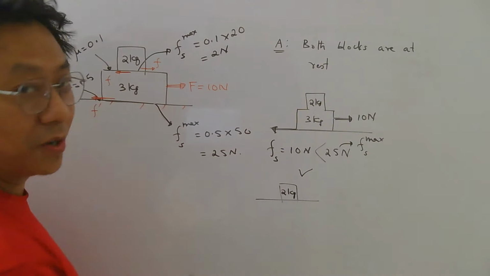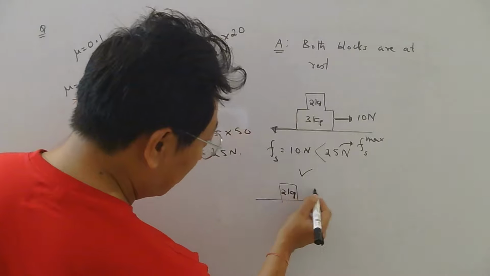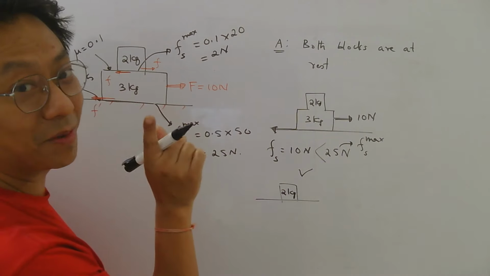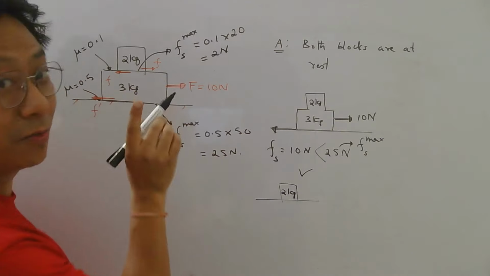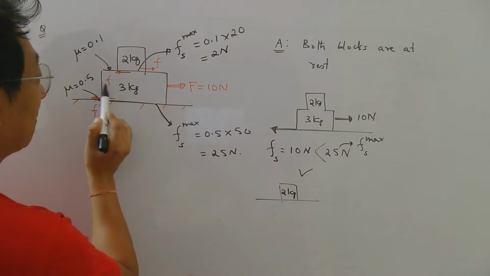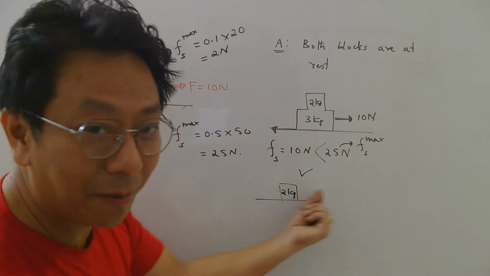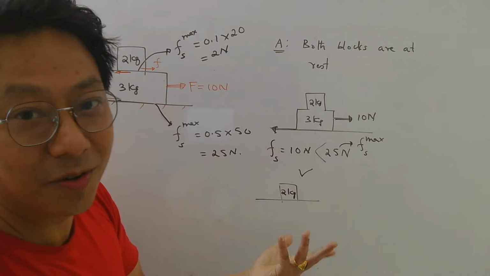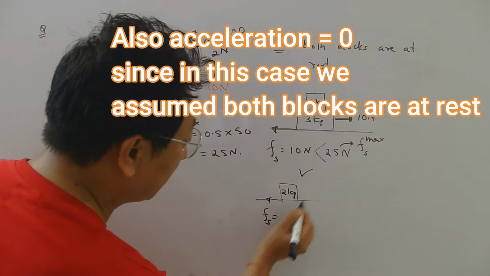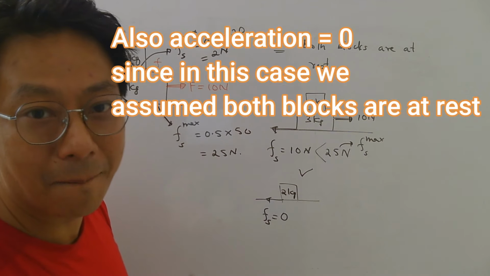Try to draw free body diagram of 2 kg. Now on 2 kg, was there any applied force? This time the applied force is on 3 kg, remember. This is frictional force coming from 3 kg, remember. It's a reaction of this friction. These two are action reaction. But was there any applied force? No. So if there is no applied force, how much friction you need to keep this at rest? 0 friction you need to keep this at rest.